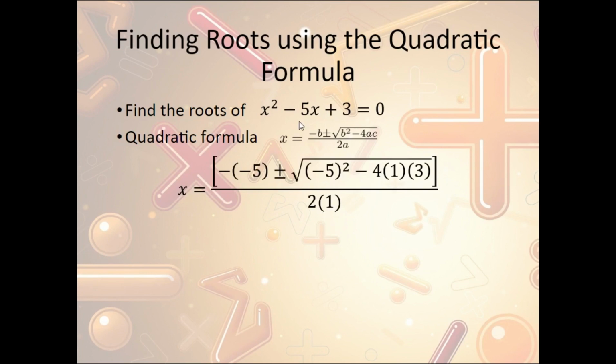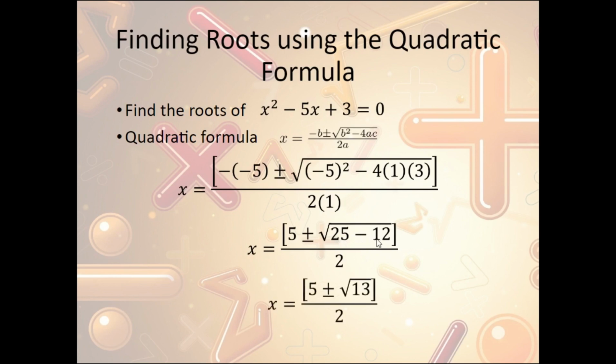So all I did was plug in to the formula. Now we can go ahead and start to work the problem. Negative 5 is just positive 5. Negative 5 squared is positive 25. And then negative 4 times 1 is negative 4, times 3 is negative 12. And then 2 times 1 is 2. So we end up with this. Now we just simplify under the radical. So 25 minus 12 is 13. So we get 5 plus or minus the square root of 13 over 2.